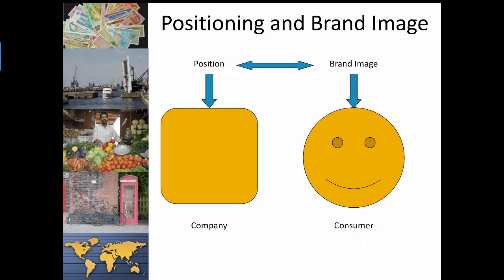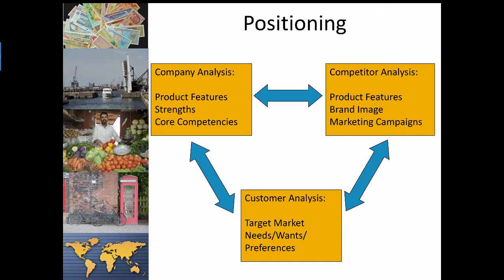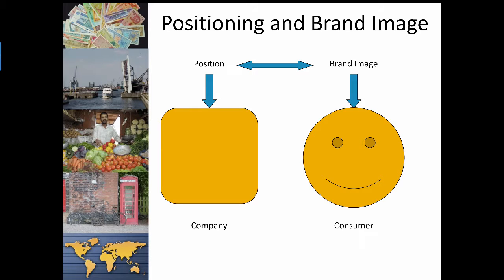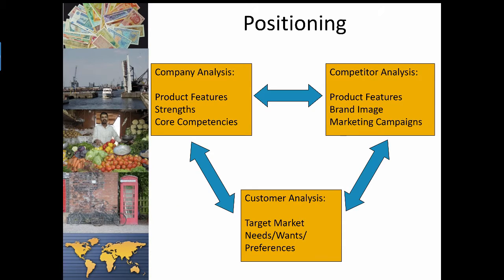Just the idea here: the consumer has a brand image, and we have a brand position. We want those things to match, and we're going to work to make them match. When we talk about it, we talk about competitor analysis. So we look at product features, brand image, marketing campaigns, company analysis, our company, our product features, strengths, our core competencies, and then we look at the customer's wants and needs, their preferences, and that's specific to our target market.